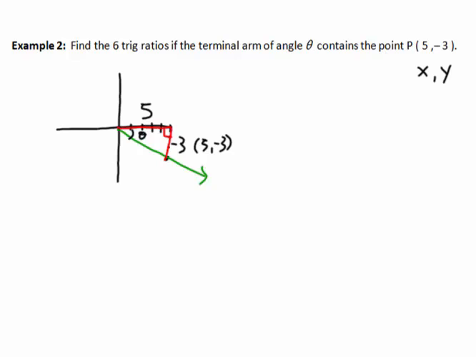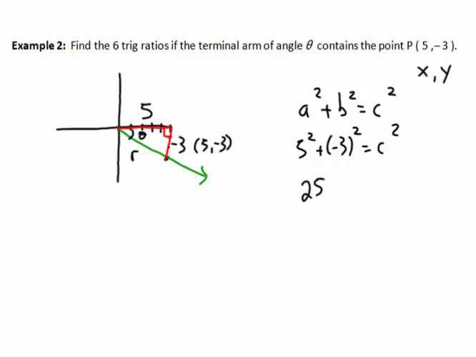We don't know what the r value is, or the hypotenuse in the reference triangle, but again, Pythagoras can help us out. a squared plus b squared equals c squared. So 5 squared plus negative 3 squared is equal to c squared. We get 25 plus 9 is c squared. So c is equal to, again, plus or minus root 34. But we have to recognize that the hypotenuse is positive, and so our r value is root 34. And now that we have all 3 sides of the triangle, we can write out all 6 trig ratios.